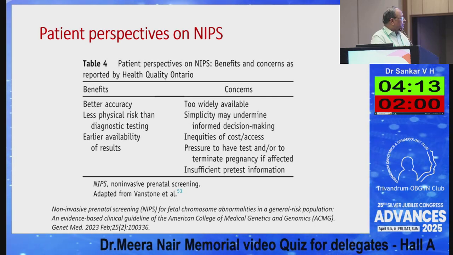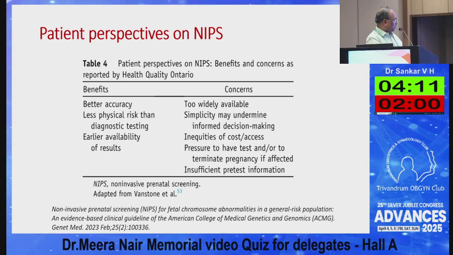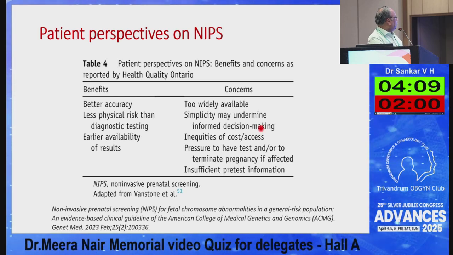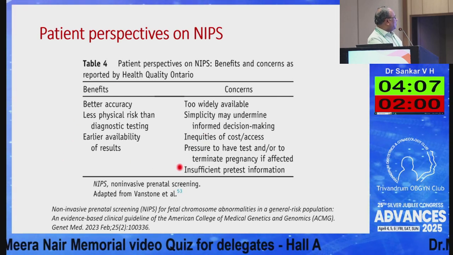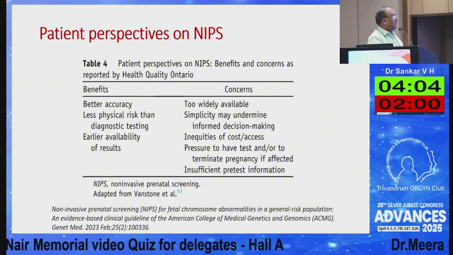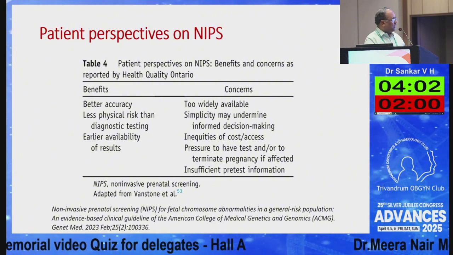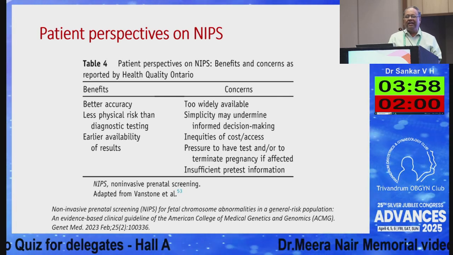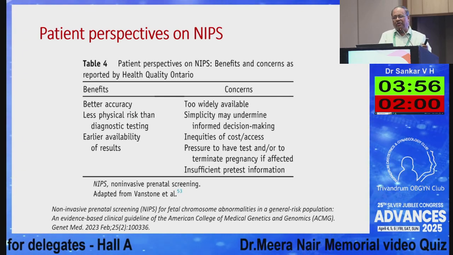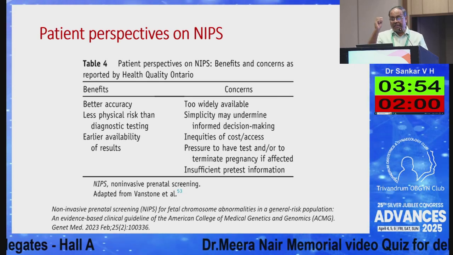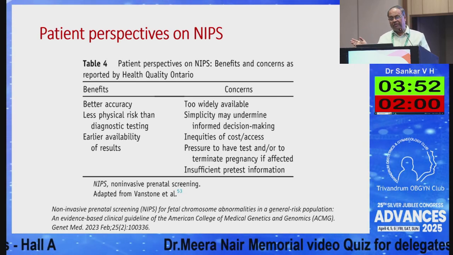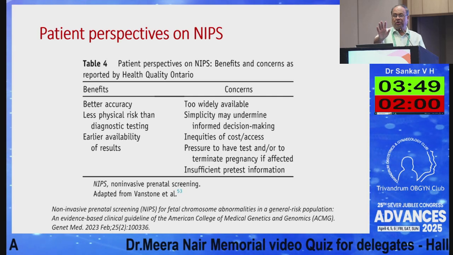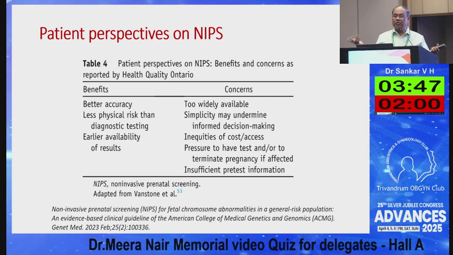What about the patient perspective? Patients are happy because of better accuracy, less physical risk than diagnostic testing, and earlier availability of the results, especially in the first trimester. But the concern is that it is too widely available. I told you, just like consumer testing, anybody can go and give blood and get a risk. Then even the obstetrician will not write it. They will come to you with the NIPT result, just like a pregnancy test, which nobody writes now.